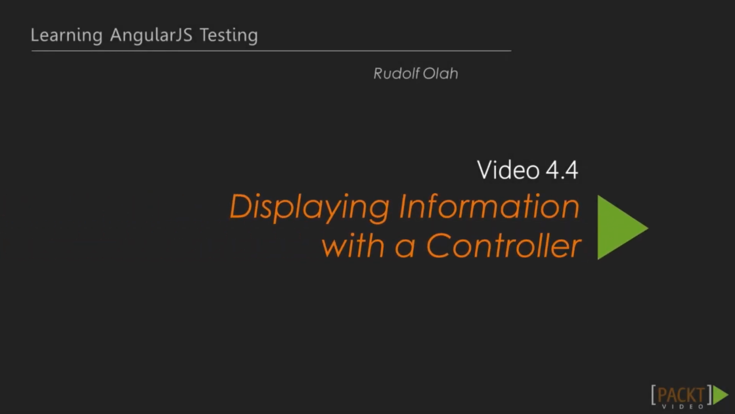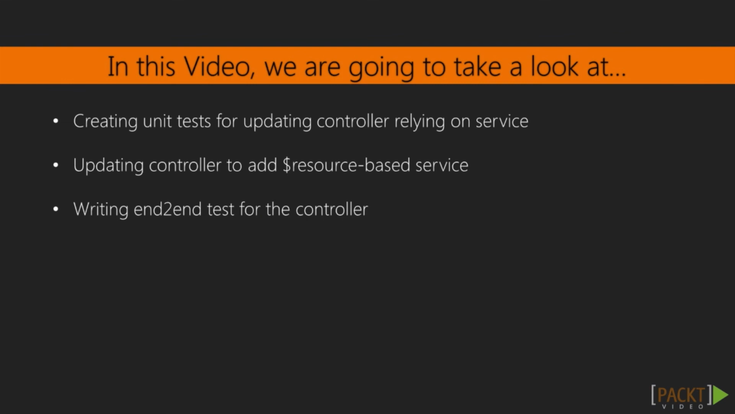Welcome to the final video of the course, displaying information with a controller. In the previous video, we created a directive that uses the order service API to display the status of a pizza order. In this video, we will be updating our controller to rely on the order service API. We want to be able to create a controller that relies on a service and be able to rapidly develop unit tests, end-to-end tests, and update the fake API server.